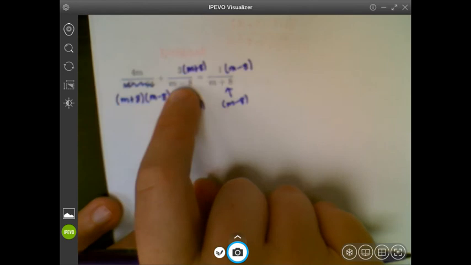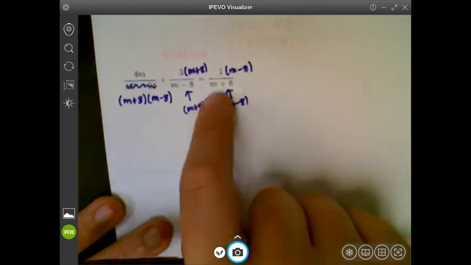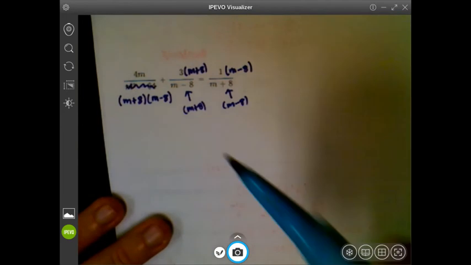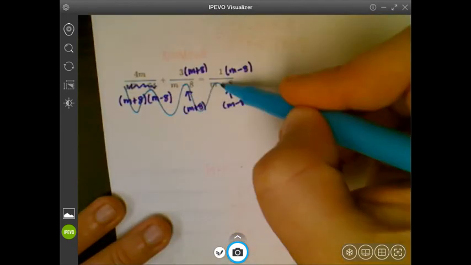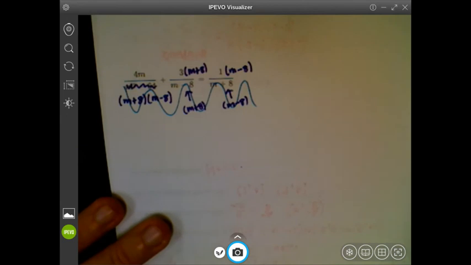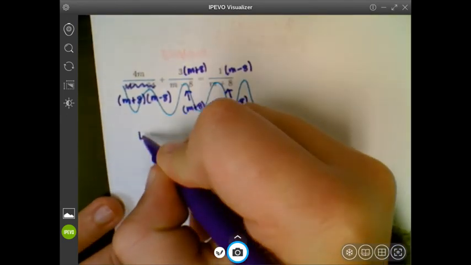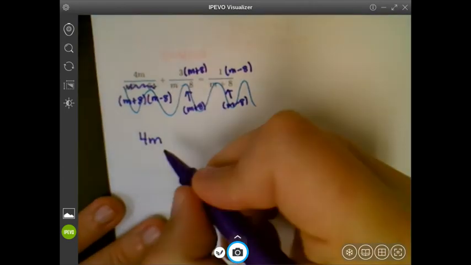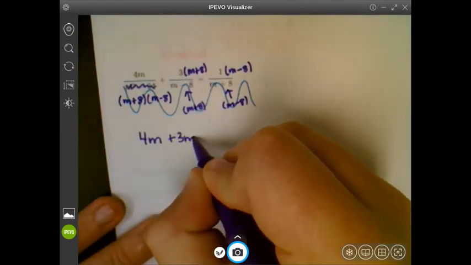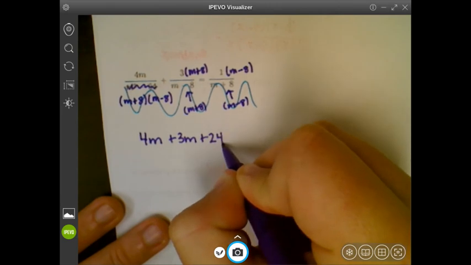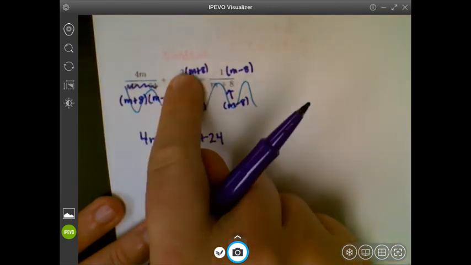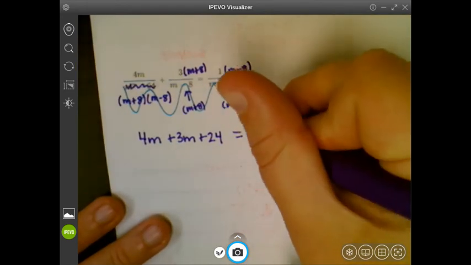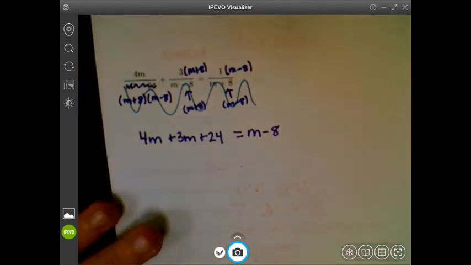The second one, m minus 8, m plus 8, which is the same thing. And the last one, m plus 8, m minus 8. So all the denominators are the same now, and they will all go away, leaving us with what's left in the numerator. So on this factor, we had 4m. This one, we have a 3m and a 24. I'm going to go ahead and distribute that. It is a positive 3 being distributed. And then this is 1 times both of those, so that's just m minus 8.